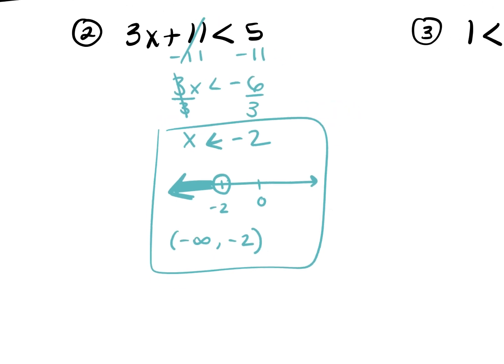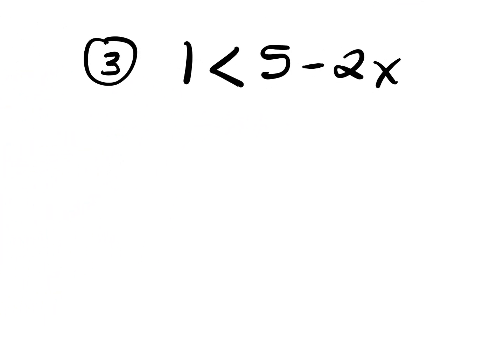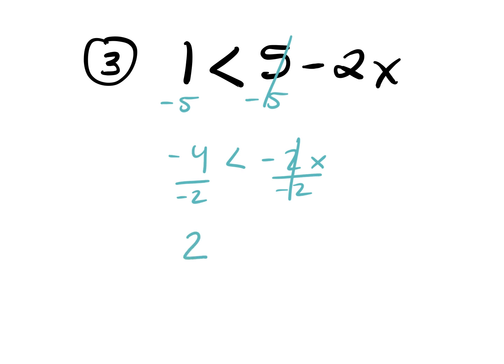All right, let's do the next one. So what should we do first here? Subtract 5. So we have -4 is less than -2x. What can we do next? Divide by -2. So what's -4 divided by -2? 2. What do we do when we divide by a negative though? Flip the sign. So that less than sign now turns to greater than.